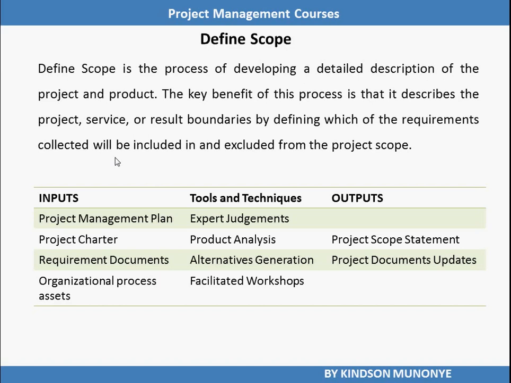Alright, what are the inputs to define scope? Before I mention the inputs, take note that since all the requirements identified in collect requirements may not be included in the project, the define scope process selects the final project requirements from the requirements documentation delivered during the collect requirements process. It then develops a detailed description of the project and product, service, or result.